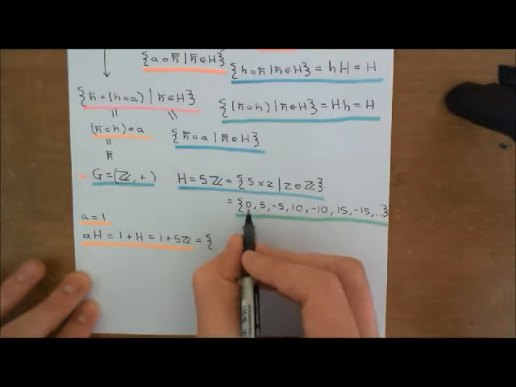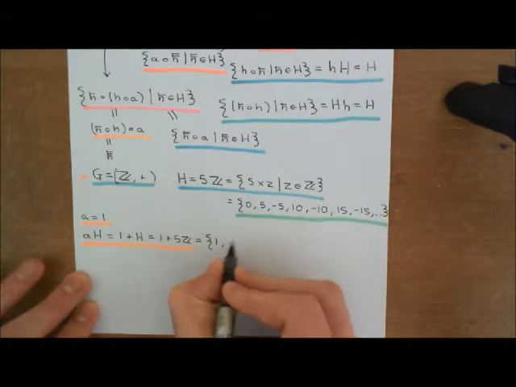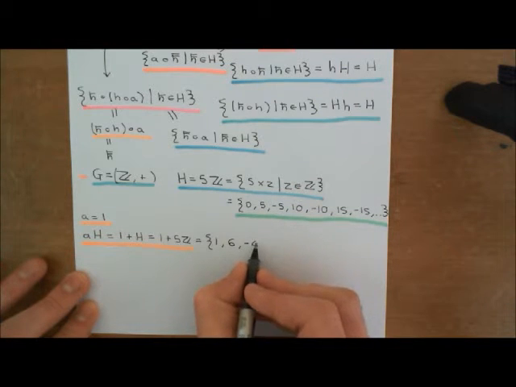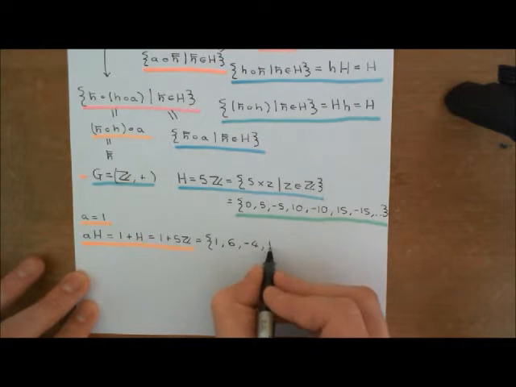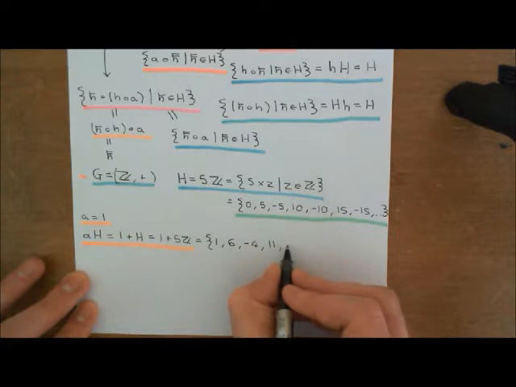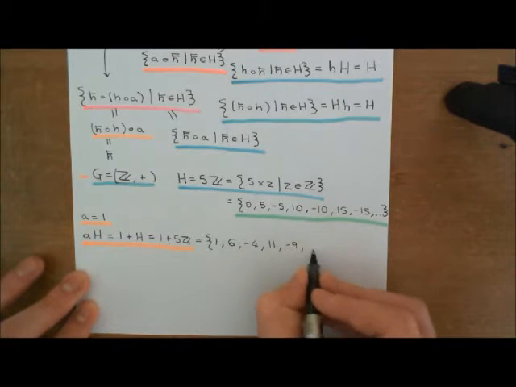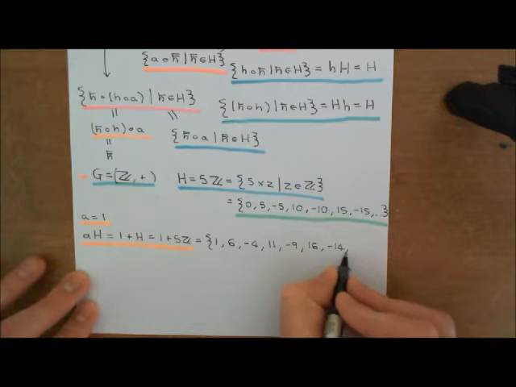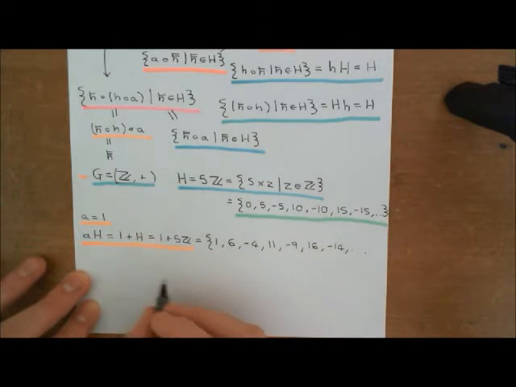So 0, what will happen to that? It will become 1. 5, what will happen to that? It will go up to 6. Negative 5 will go up to negative 4. Okay, 10 will go up to 11. Negative 10 will go up to negative 9. 15 will go up to 16. Negative 15 will go up to negative 14. So everything on the number line is being shifted 1 to the right, basically.